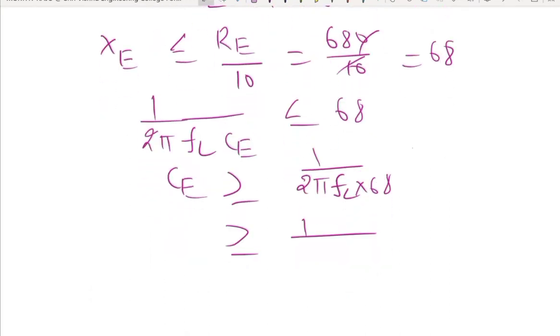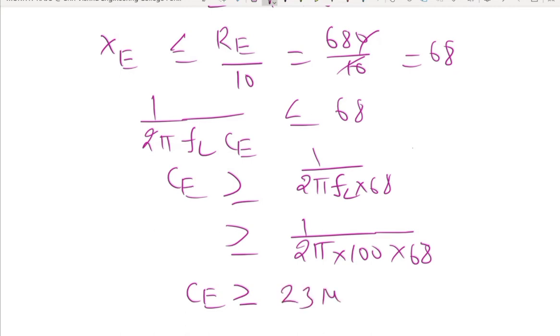That is 1 by 2 pi into FL is 100 into 68. Therefore, CE value is greater than 23 microfarad. Therefore, CE value is rounded to 33 microfarad.